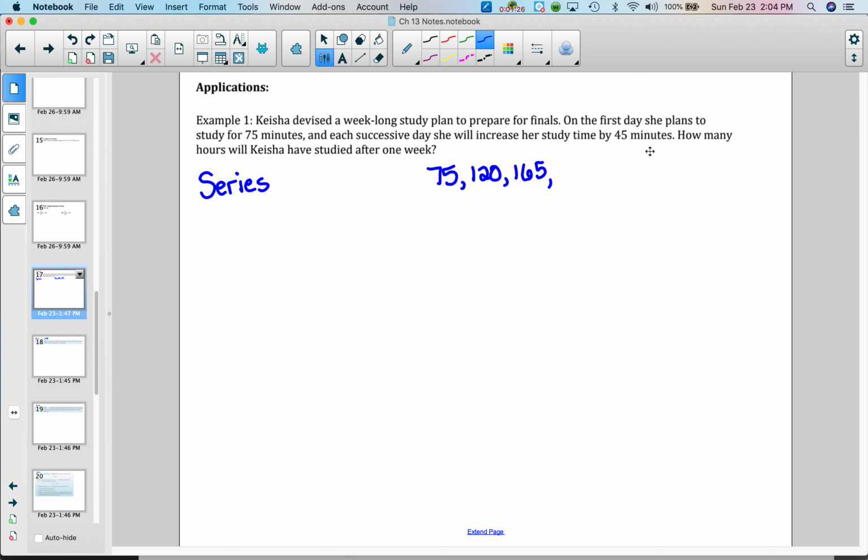So when you take a look at your formulas for arithmetic series, you'll notice that you have 2 different formulas. One of them we used if we knew a sub 1 and a sub n. Well, we don't know the last term, so we don't want to use that one. So we're going to use the formula that says s sub n equals, oops, I'm looking at the wrong one, sorry. So we want s sub n equals n over 2, and then we have 2 times a sub 1 plus n minus 1 times d.